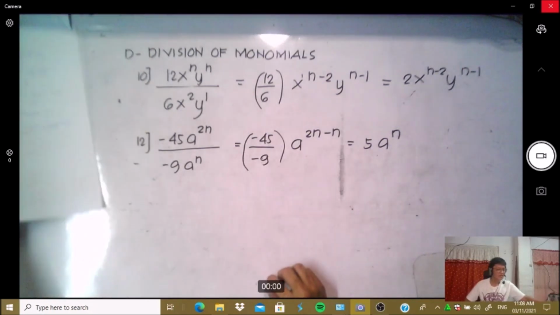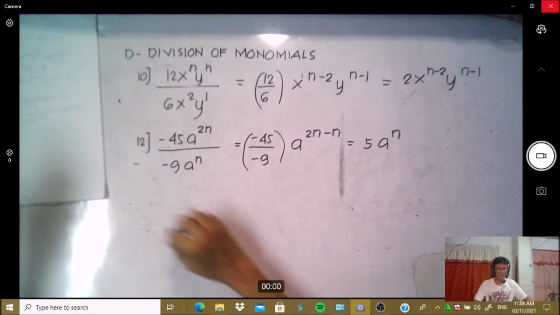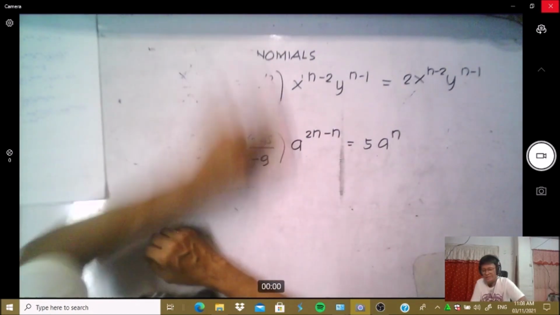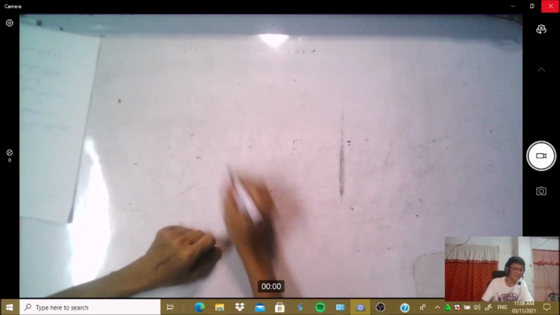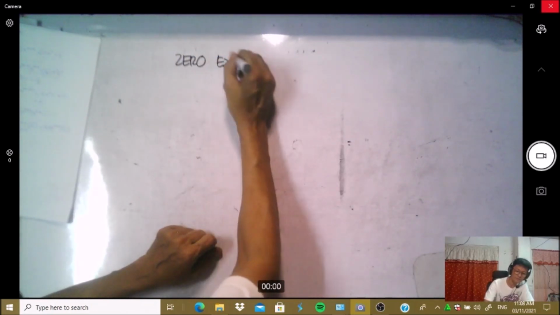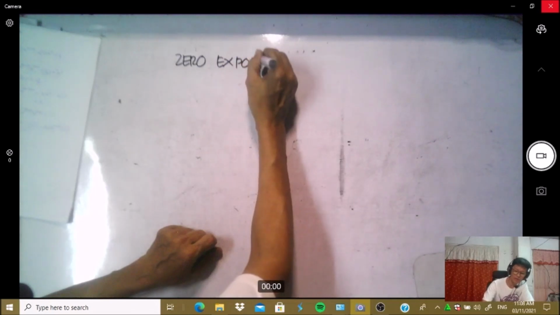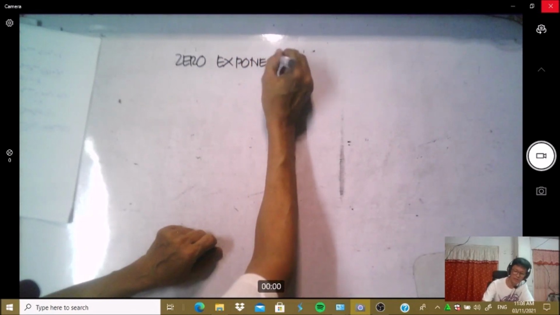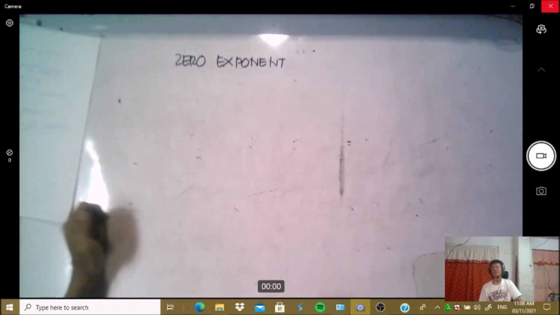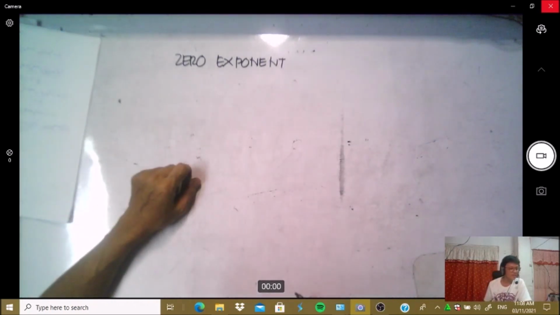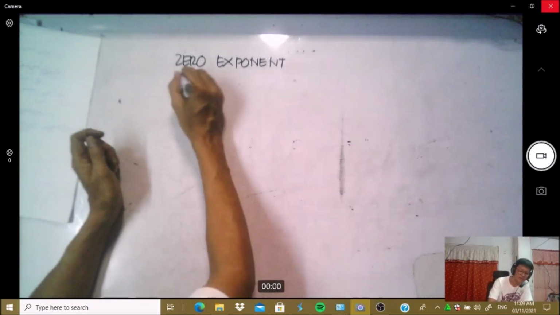Okay. Now we have an exponent which is called a zero exponent. So let's discuss zero exponent. The rule is any number or any expression raised to 0 is equal to 1. So that is the rule for zero exponent. When do we have zero exponent? That is when we have operation involving addition and subtraction wherein the answer is 0.